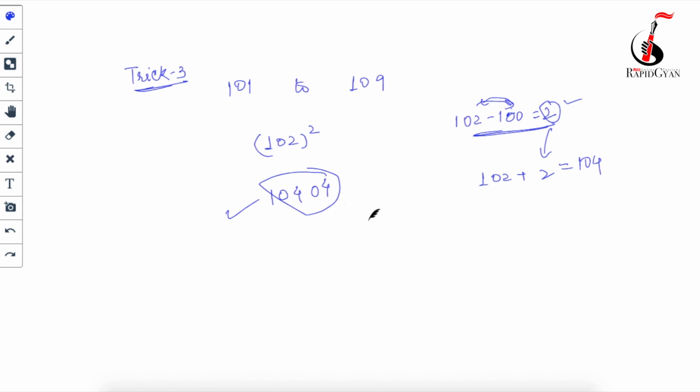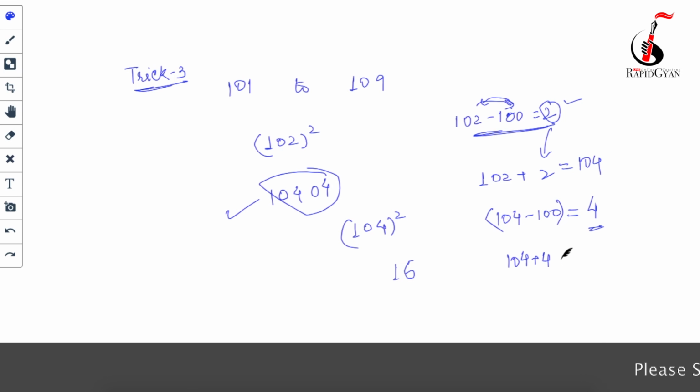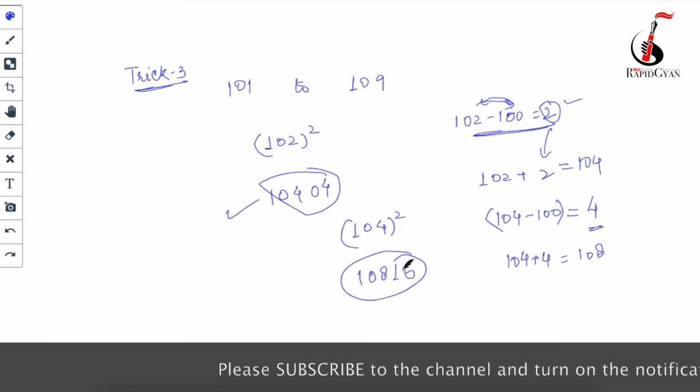Let's take one more example. Let me talk about 104 square. Again, 104 minus 100. I am writing it just to showcase, but you know that 104 minus 100 is 4. No need to solve it on any question paper. It's very simple. And what's 4 square? 4 square is 16. Then what you will have to do? Add 4 to 104, which will give you 108. Write it over here, 108. That's your answer: 10816.